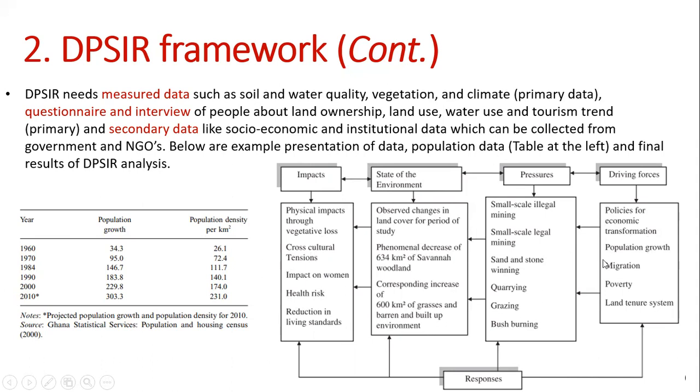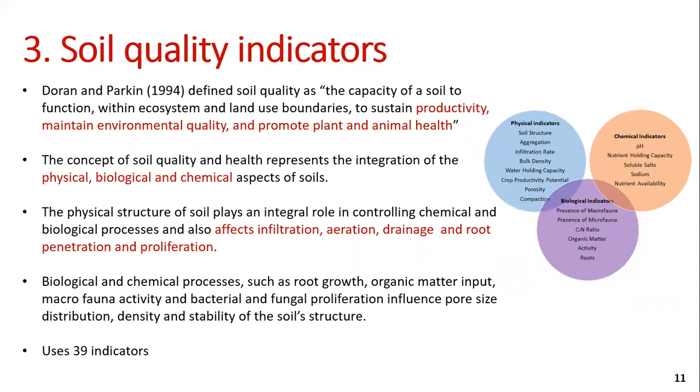So for this particular example, soil quality indicators, another type of indicators. What is the difference between this and the other two? We would see. Basically, this type of indicators is called soil quality. And soil quality is defined by Doran and Parkin as the capacity of soil to function within an ecosystem in order to maintain productivity and environmental quality, and therefore promote a good environment for plant and animal health.